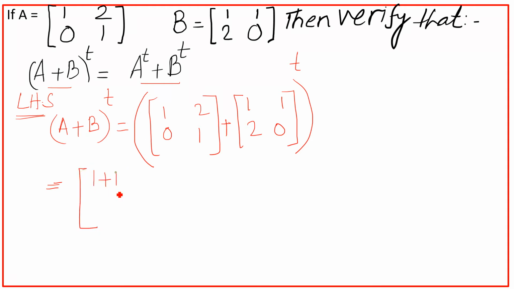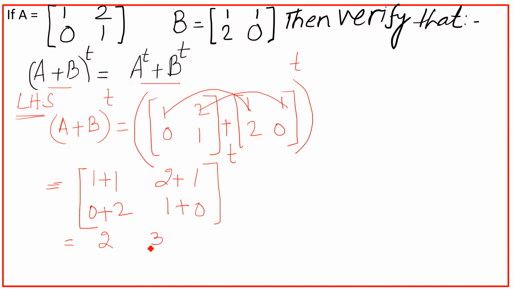1 plus 1, corresponding entries you have to add. How will you add? 2 plus 1, 0 plus 2, and 1 plus 0. Right? This whole transpose is equal to 2, 3, 2 and 1. And now we will take the transpose of this, which will be equal to, I am writing here, make the rows into columns.